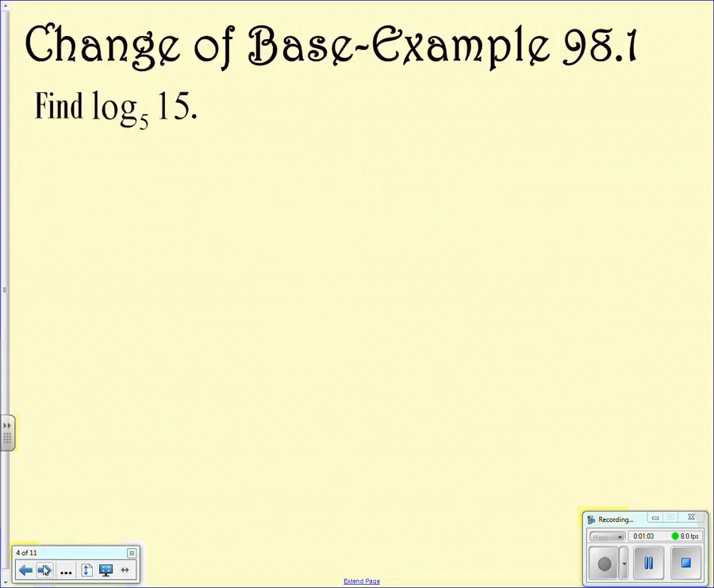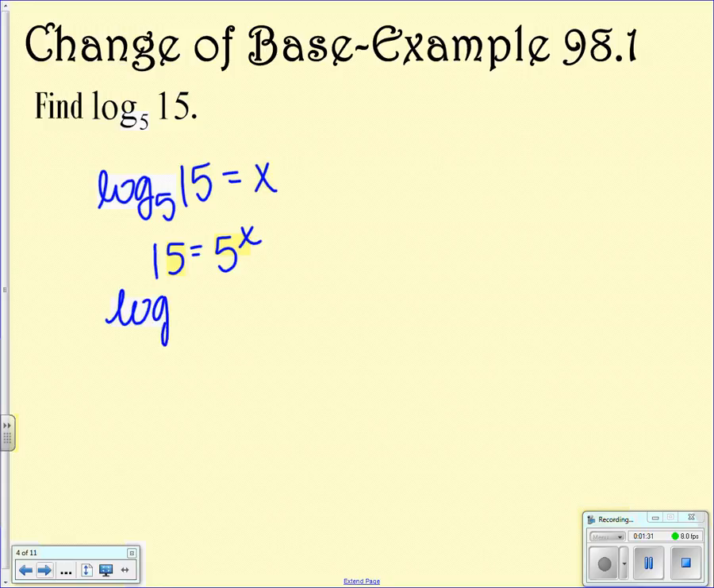We are going to want to find the log base 5 of 15. So we're going to start by making this an equation. Log base 5 of 15 equals x. And then I want to put it into exponential form. So 15 equals 5 to the x. Now at this point, I am going to add a log to both sides because I want to get it out of exponential form.